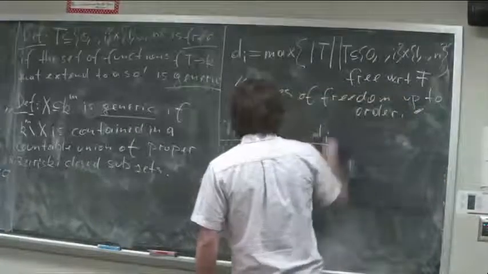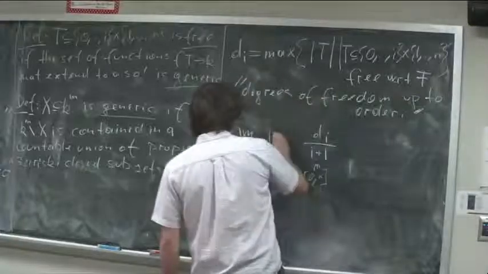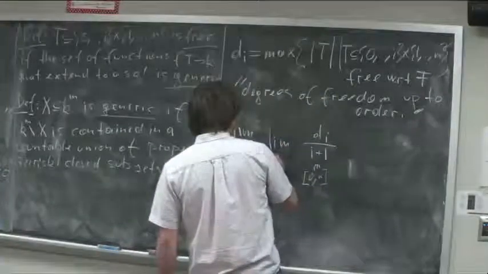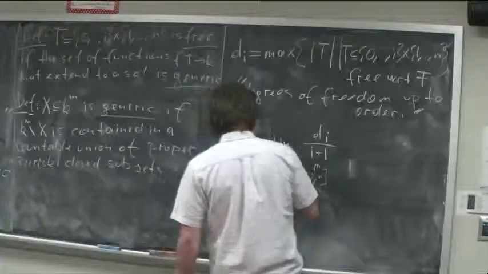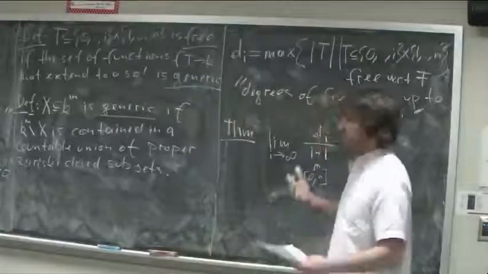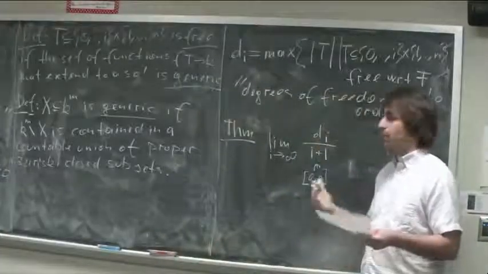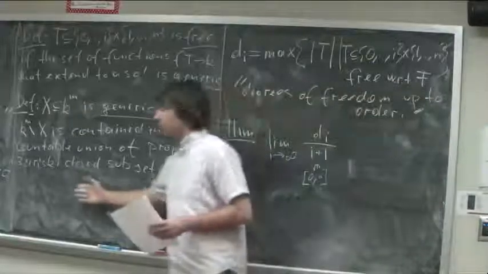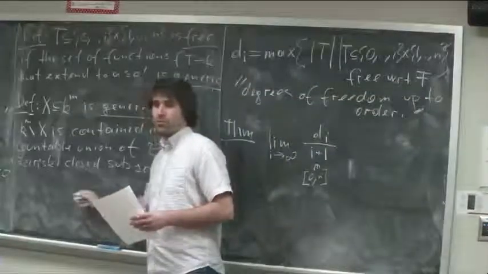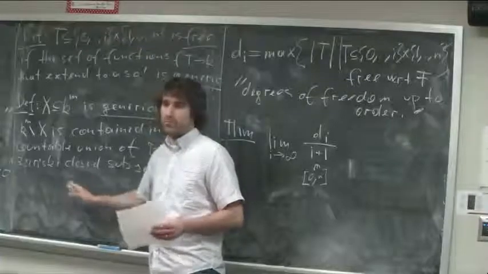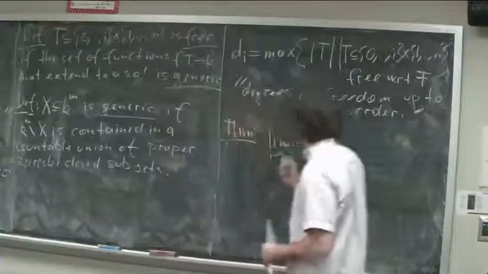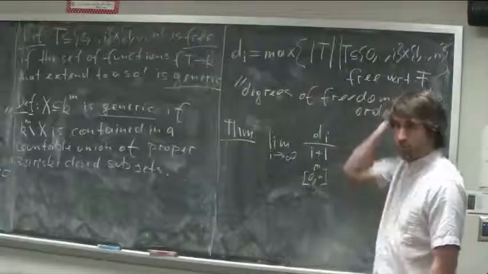And so looking at this limit here essentially means you look at the density of those points which you were able to choose freely, roughly. So that's the natural limit to look at.